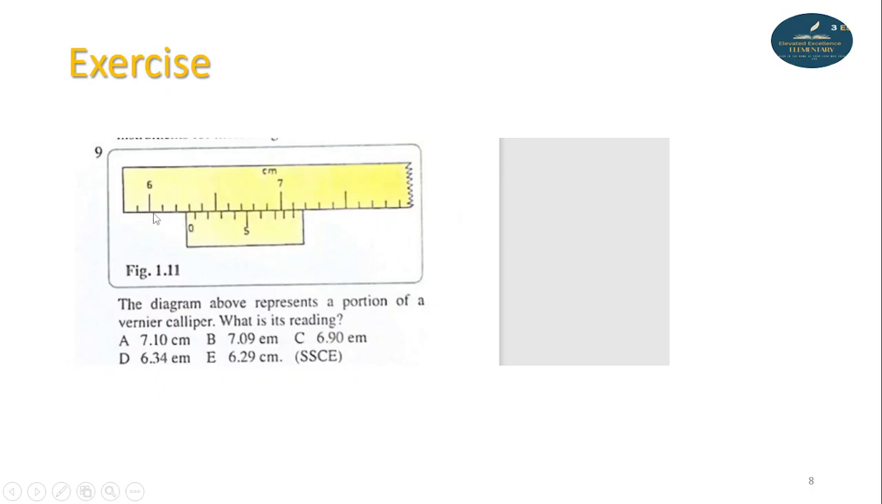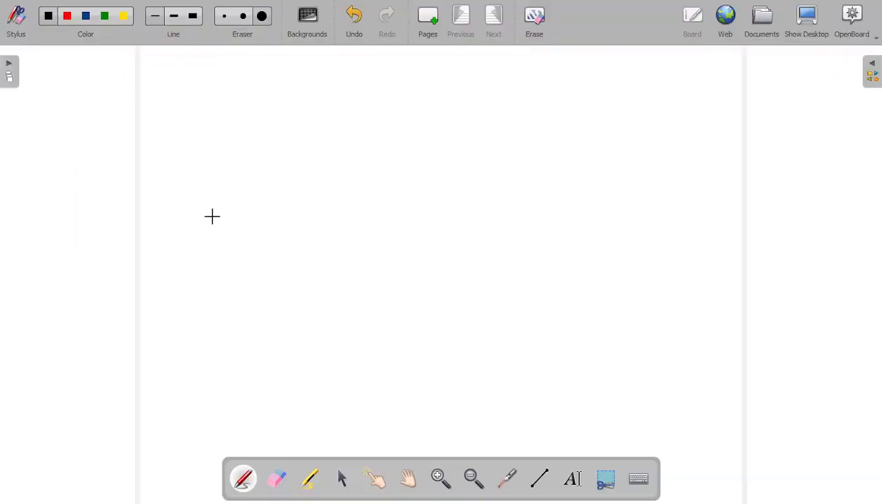We also need to note the graduation of the instrument. So it's graduated in centimeters here. So what do we do? We have 6, then we are definitely going to be increasing the value by 0.1. We have 6 here, this is going to be 6.1, 6.2. Therefore the main scale reading is 6.2.